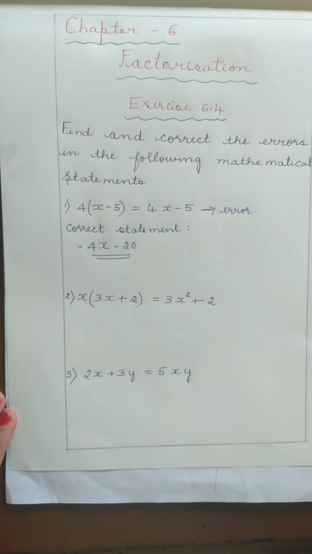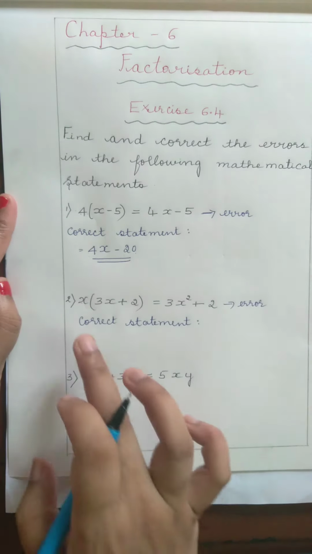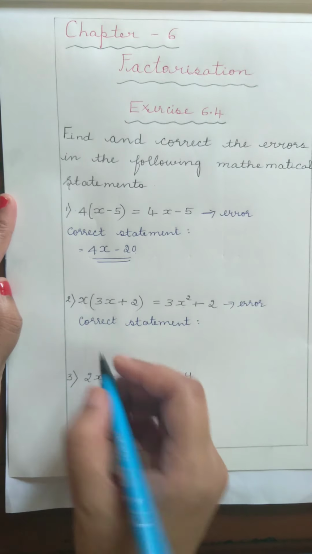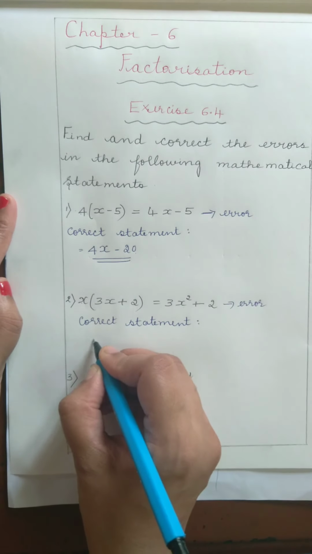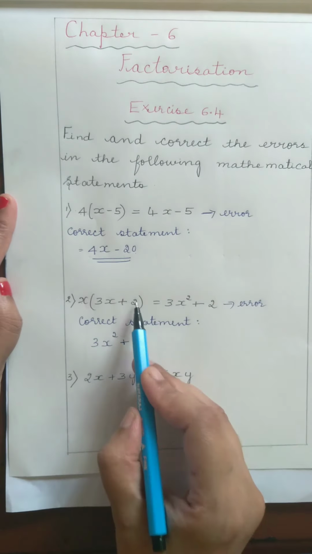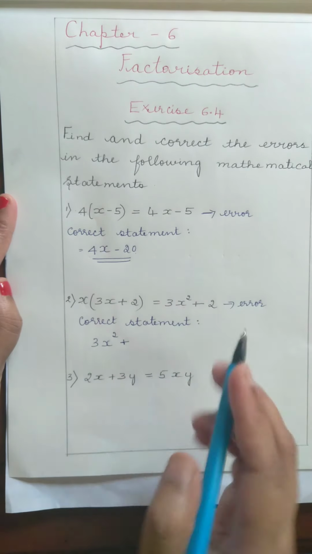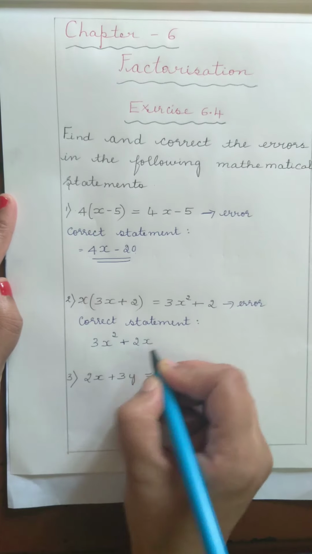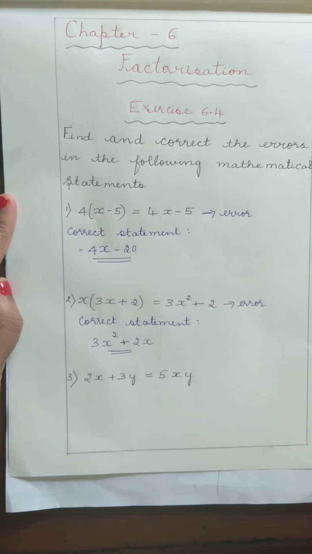So, children, this also has an error in the mathematical statement. Therefore, the correct statement is x into 3x or 3x into x, it is 3x square, plus 2 into x or x into 2, it is 2x. Therefore, the correct statement is 3x square plus 2x.